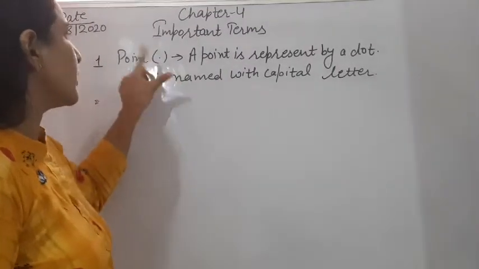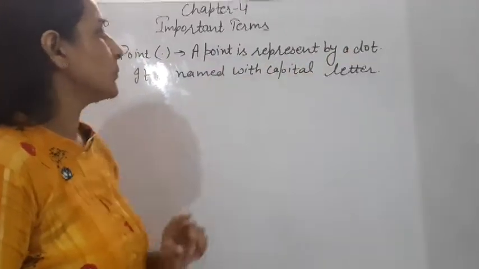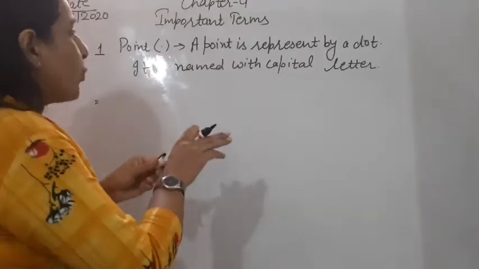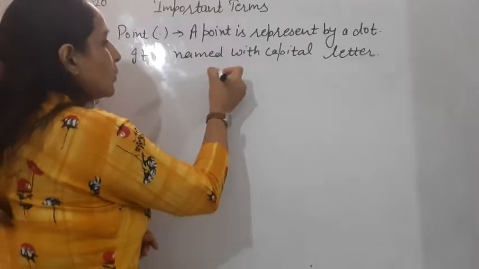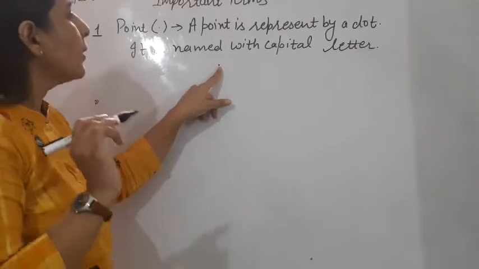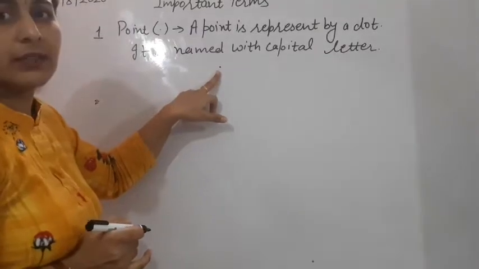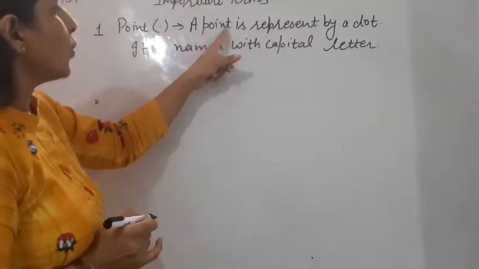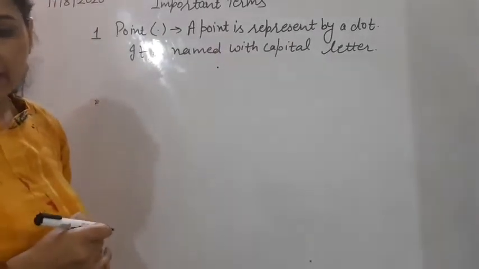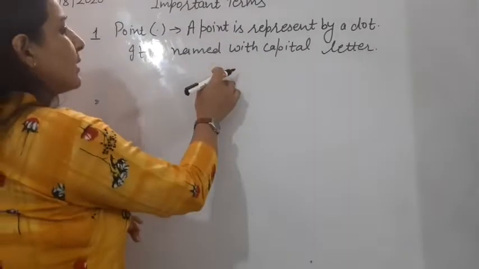So first is point. What is a point? A point is represented by a dot. It is named with a capital letter. Clear? This dot, we make with the sharp tip of your pencil or pen. It is so small in size. A point can be made with the tip of your pencil.